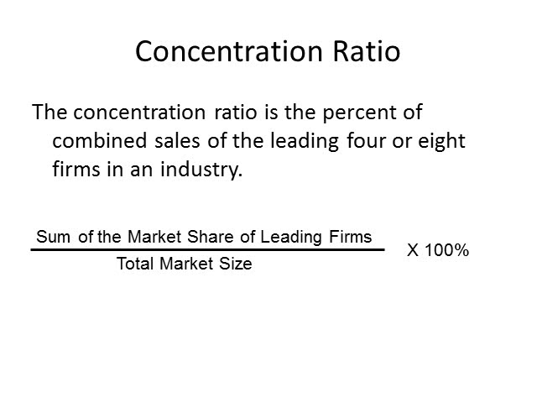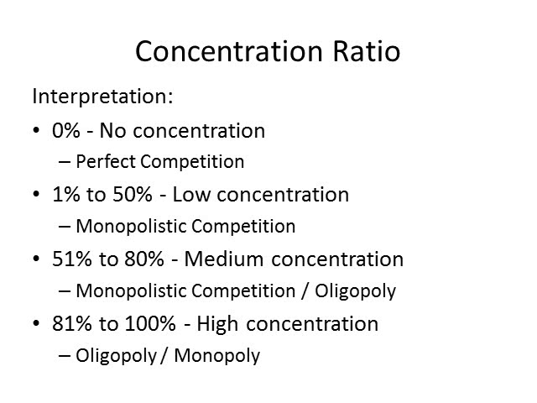The formula for the concentration ratio is the sum of the market share of the leading 4 or 8 firms divided by the total market share times 100%. Once the concentration ratio has been calculated, it needs to be interpreted. The concentration ratio is interpreted based on where the statistic calculated falls within the set of following criteria.